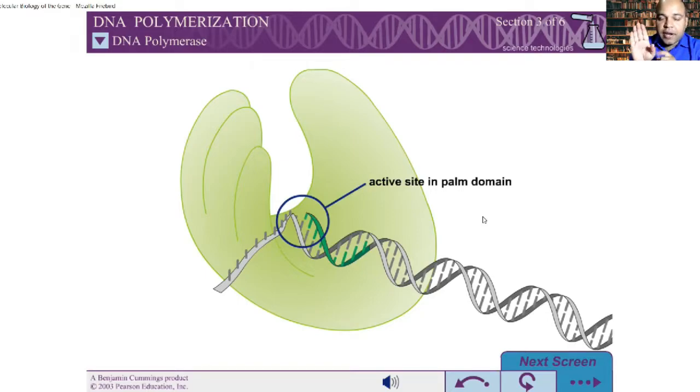Palm domain and thumb domain. First, palm domain. Palm domain has a function.